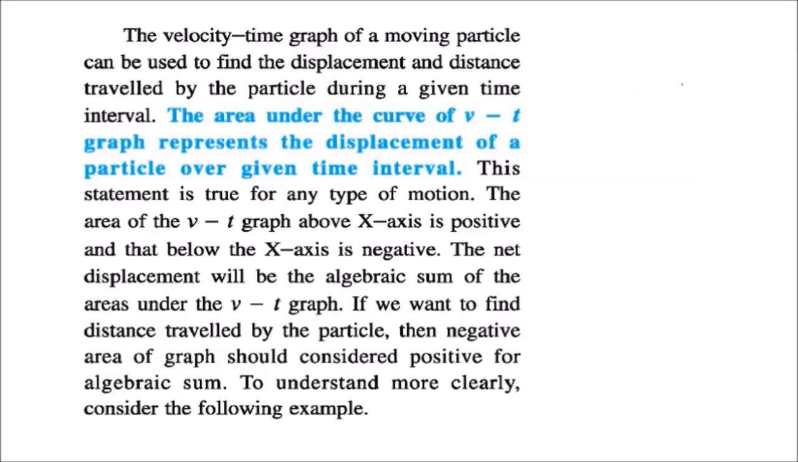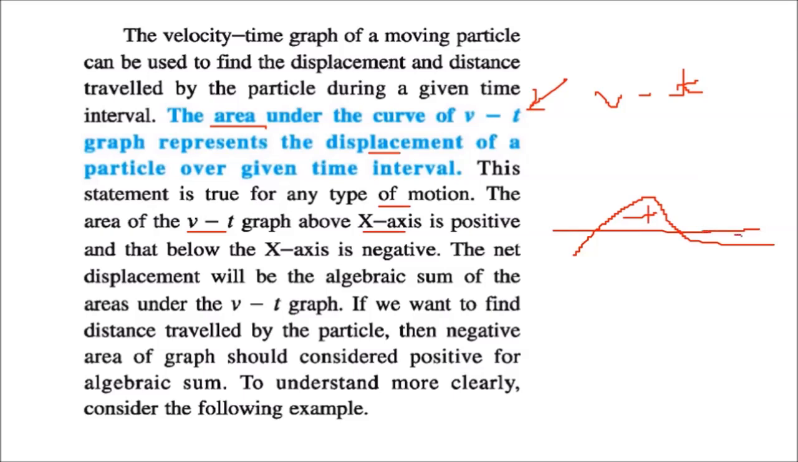The area of the Vt graph above the x-axis we will take as positive, and below as negative. The net displacement is actually the algebraic sum of this positive and negative area. So for displacement, it is positive and negative. But for distance, this will be positive, this will also be positive, it cannot be negative. So if you want to find the distance traveled by the particle, then the negative area of the graph should be considered positive.